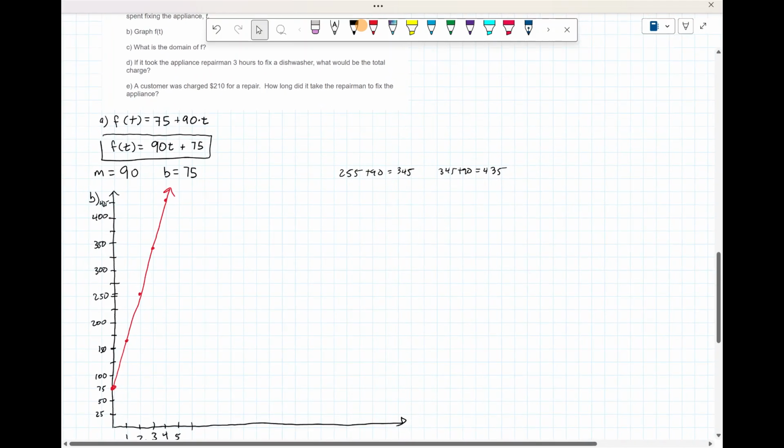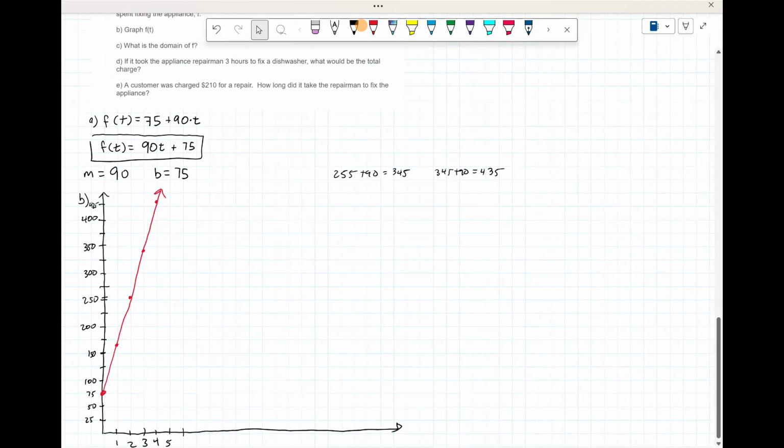All right, what is the domain of f? Now, normally for a linear function, the domain would be all real numbers, but you have to be careful because this is a real life situation. It is not possible that the appliance repairman shows up and spends -1 hours fixing your appliance, for example. And in fact, he couldn't fix your appliance in 0 hours.